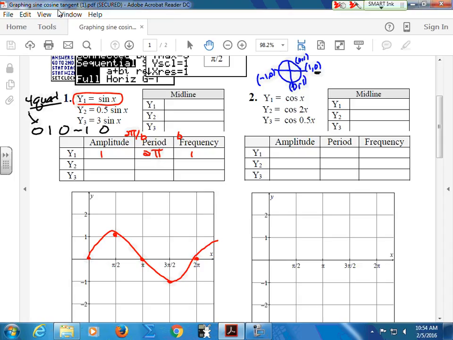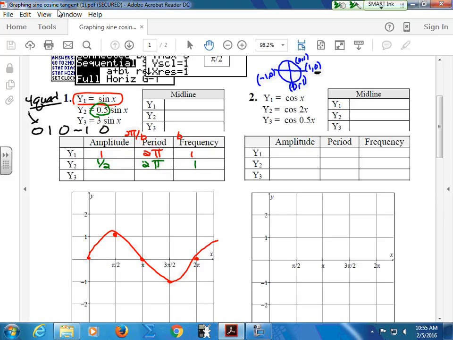Okay, now let's take a look at what happens here. What does that 0.5 do outside of the sine word? Makes what smaller? My amplitude. Good. That's where A is. A is always measured in absolute value. So my amplitude is now 1/2, or 0.5. Did it change the period or the frequency? No. So I'm still 2 pi. I'm still 1.